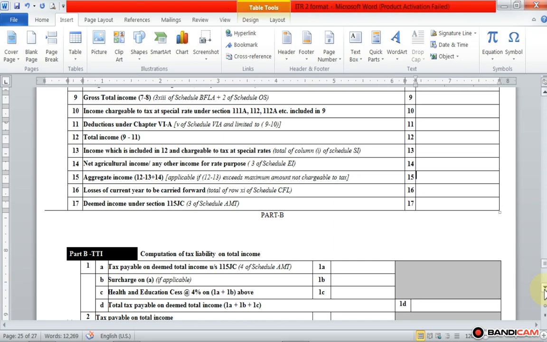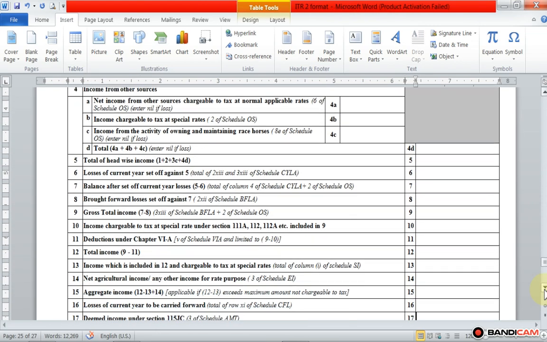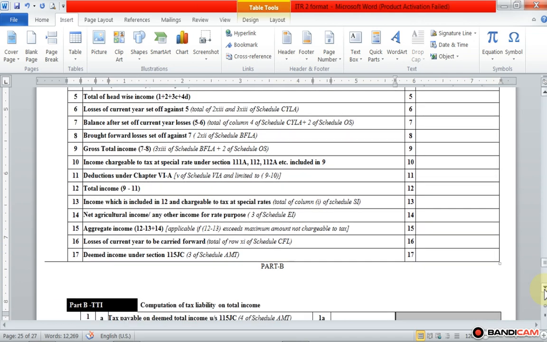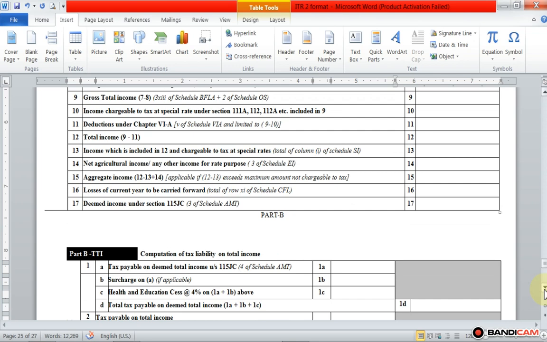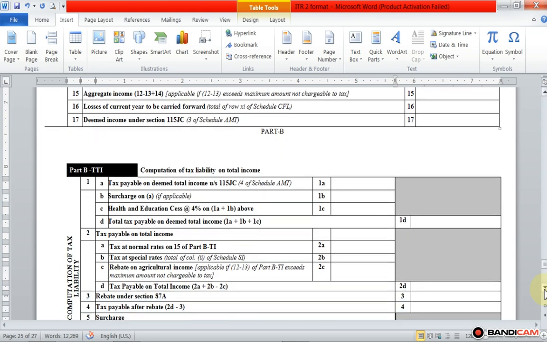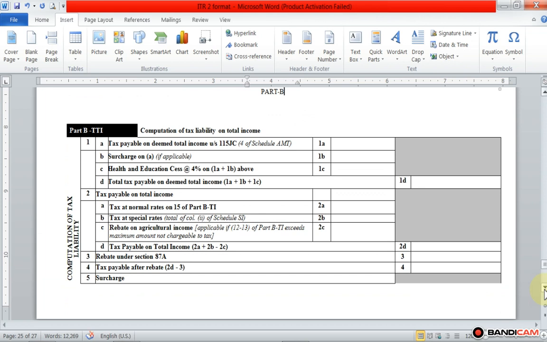So here we completed how to compute the total income, part B TI. Now let's discuss part B TTI. It means computing the tax liability of the assessee. Now we have found the total income. How do we find the total income?